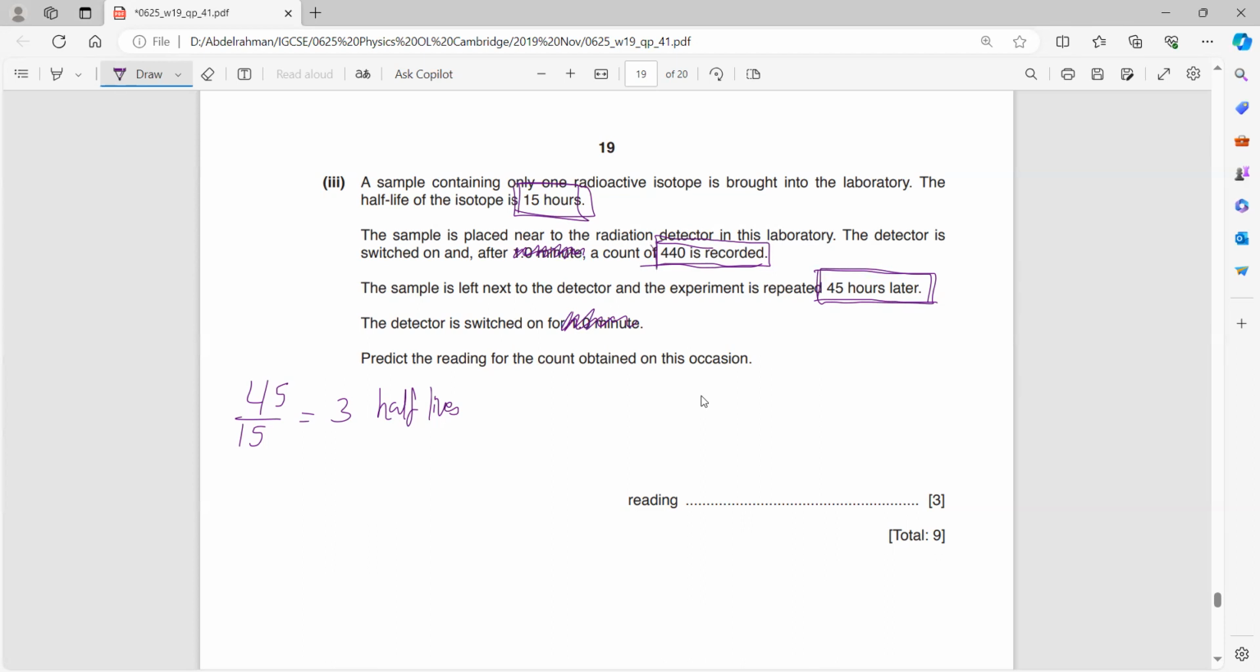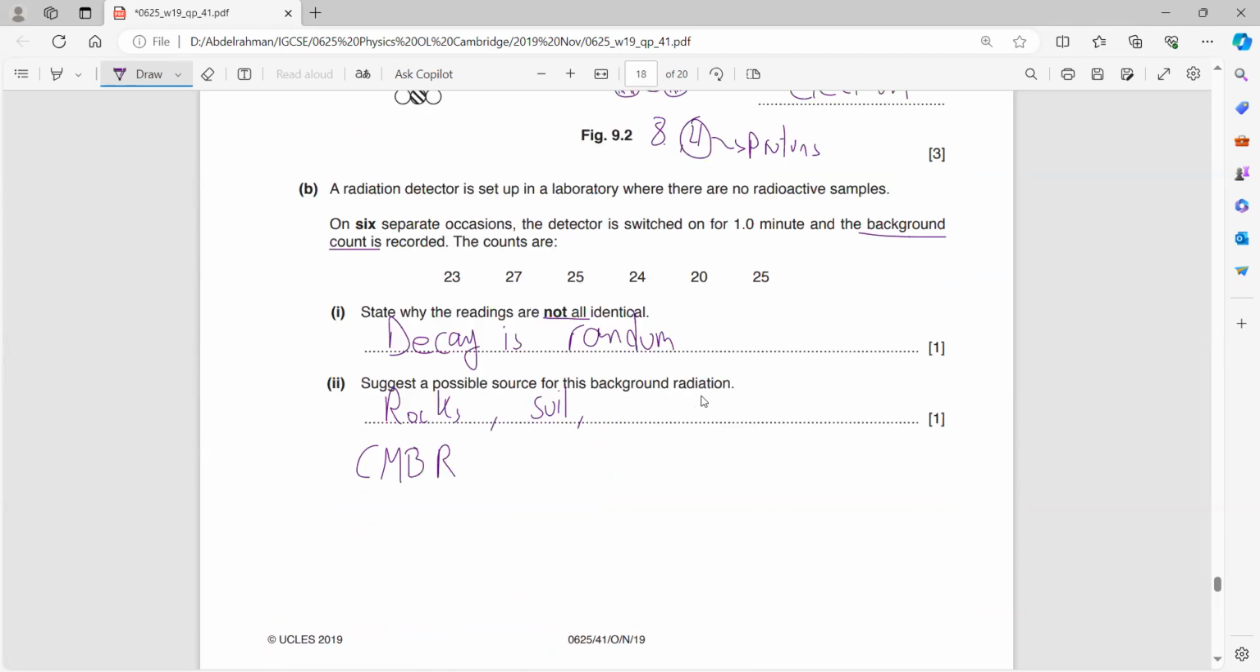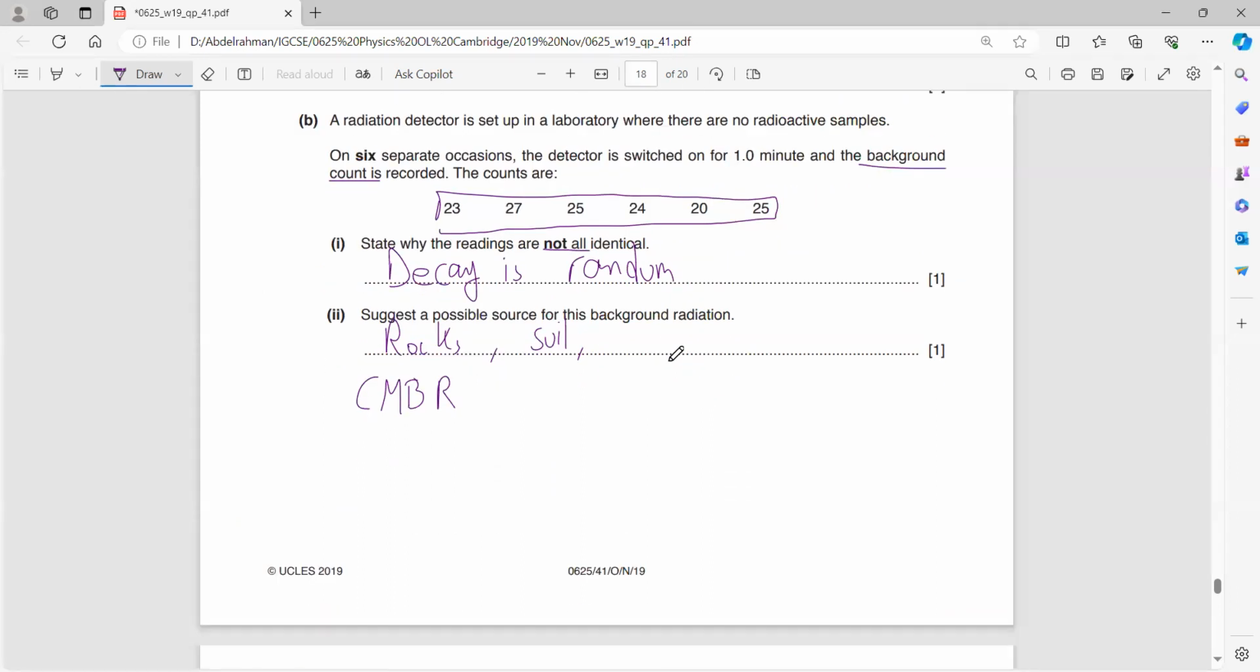The reading, 440. But I cannot divide the 440 at once. Why can't I divide the 440 at once? Again, here we have a background radiation. We cannot half-life the background radiation. The first thing, what do I need to do? I need to find the average of this background radiation. Can you find the average?